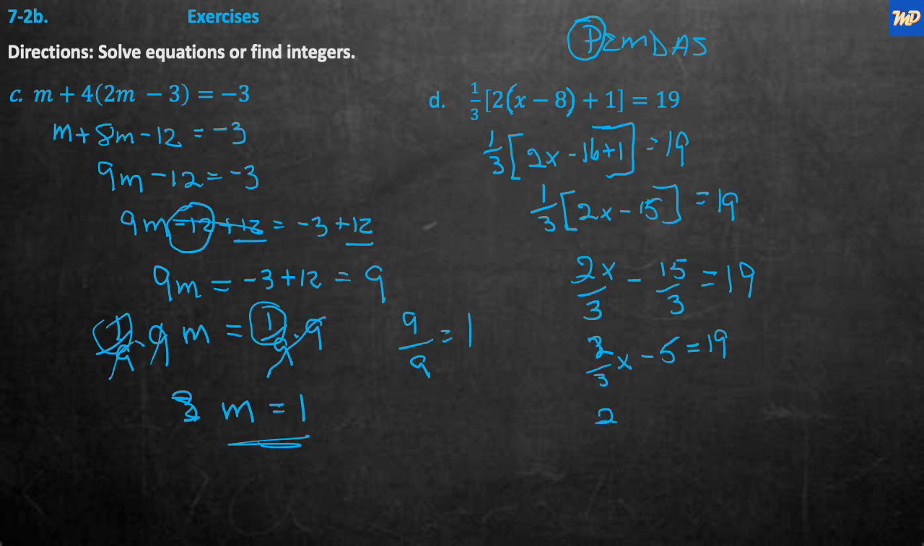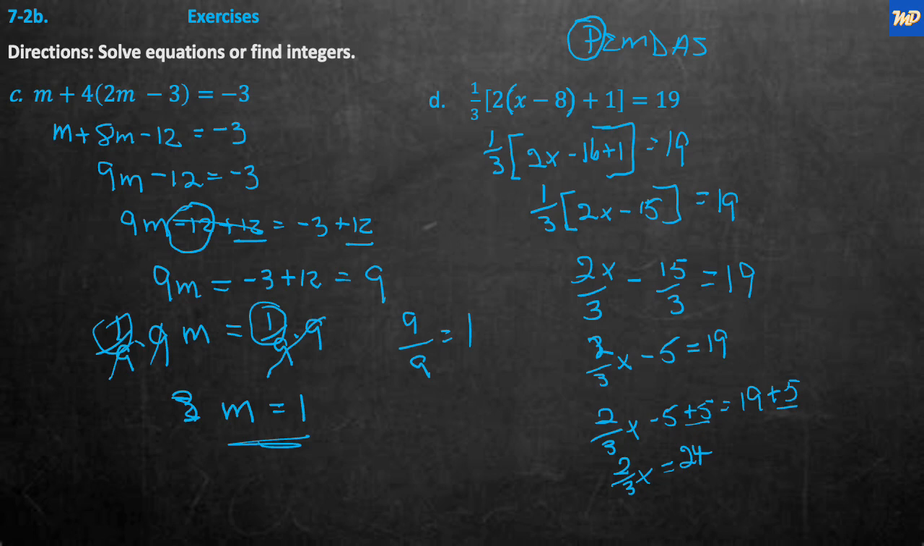So 2/3 x minus 5 plus 5 is equal to 19 plus 5, because I added 5 to both sides. So 2/3 x is equal to 19 plus 5, which is 21. No, excuse me, not 21. 19 and 5 is 24. Sorry. 24.